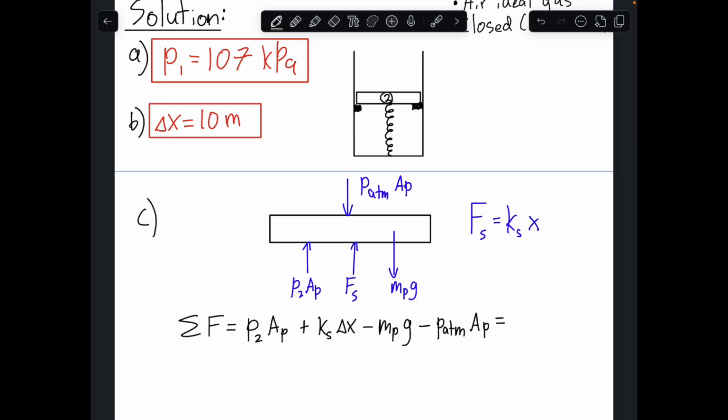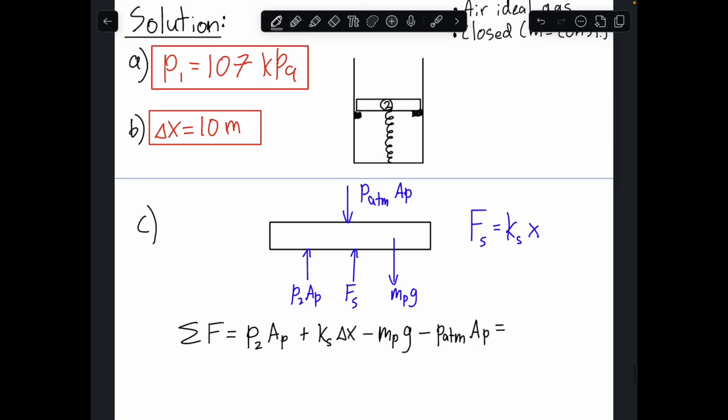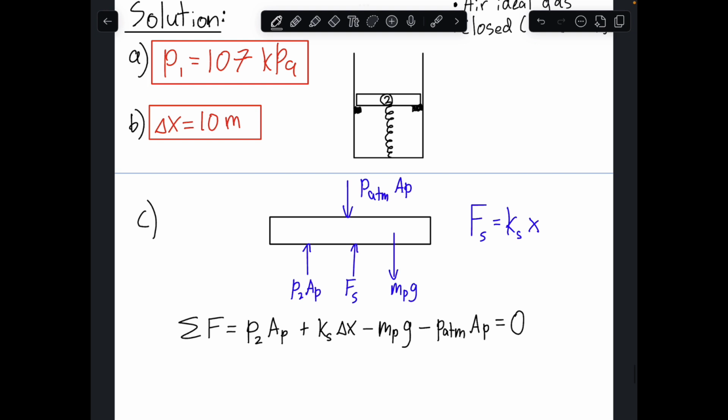Now, what do we set this equal to? Well, it's similar to the first part of the problem when we had to draw a free body diagram, where we have this piston that is now resting on these stops. So we're saying at state 2, it's not moving anymore and it's in equilibrium. It's not accelerating, so we're going to set these forces equal to 0. And we want to solve for P2. That's what the problem is asking us to do.